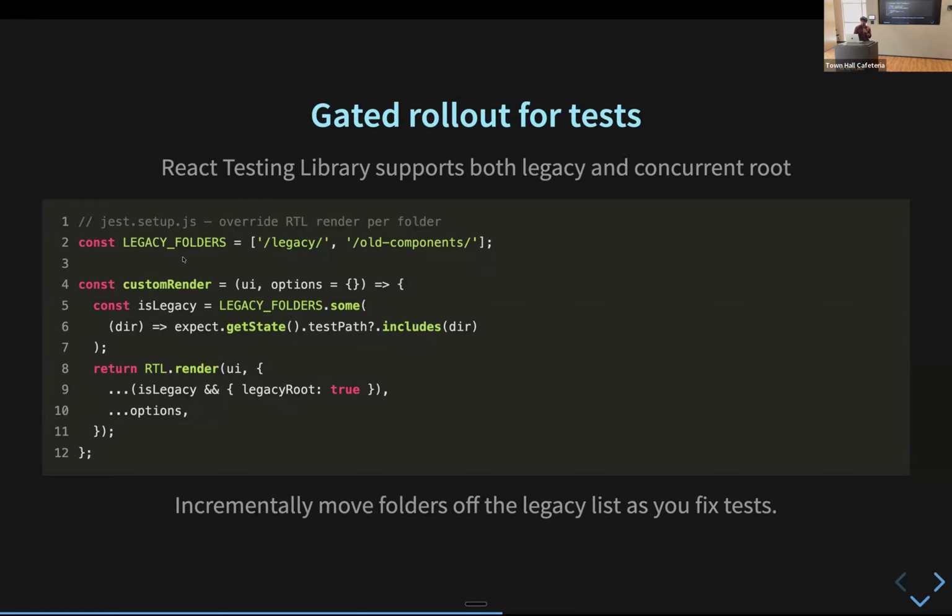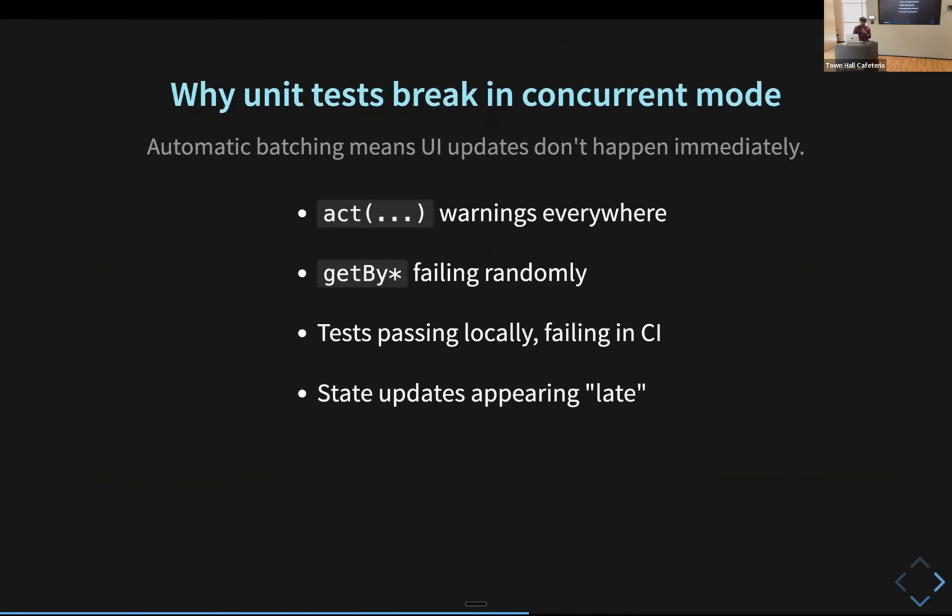So what you can do is roll it out in a folder-wise approach. You can have a particular list of folders where you want to step by step enable concurrent mode and then start fixing all those bugs. But now the question comes: what are these issues that arise in your unit tests? So let's have a look at that.